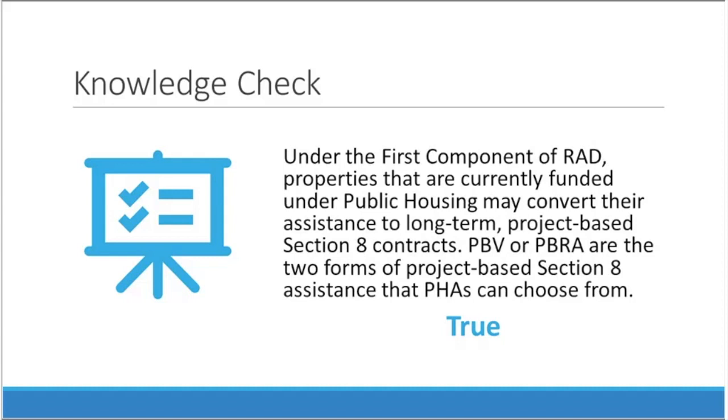RAD is the only one of the conversion strategies which allows a housing authority to choose PBRA. There's a couple of other ways that you can convert to PBV, but RAD is the only option that allows for a PBRA conversion.